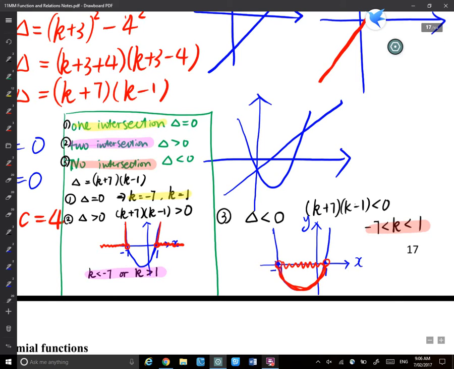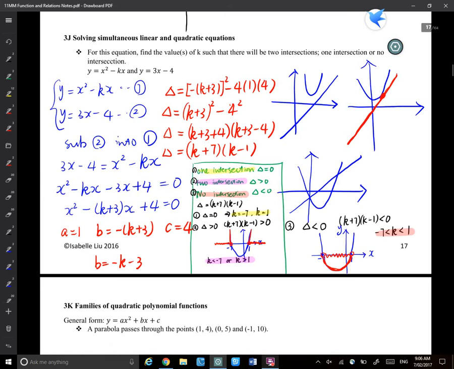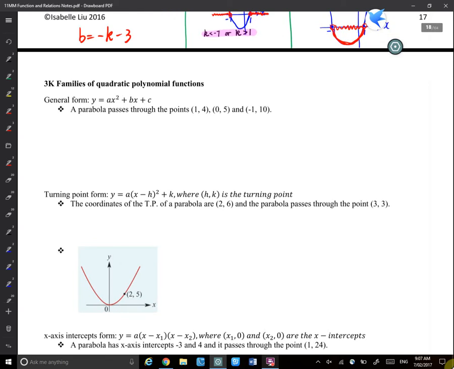So you can see for this question, we combine the whole chapter 3. We solve inequalities, we need to understand the quadratic formula, and we need to think about the important thing about the discriminant. Three things we need to think about. That's 3J. Now think about 3K.